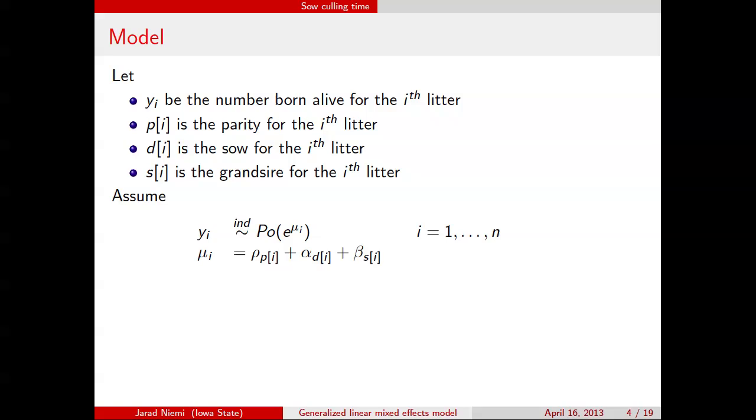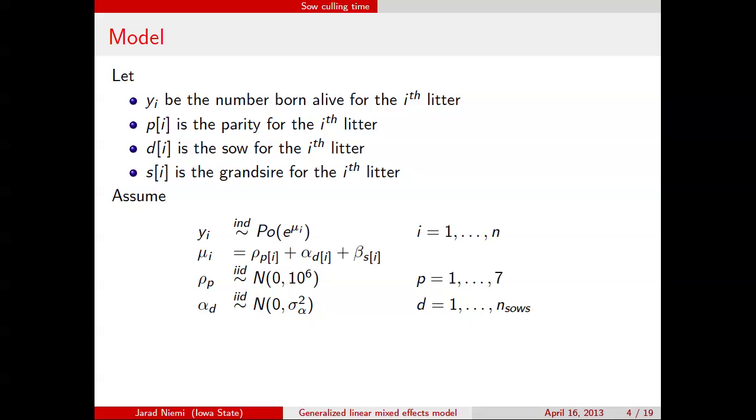Right, now from a Bayesian perspective, we want to treat the parity as a fixed effect and the sow and the grandsire as random effects. So in order to do that, we're going to put a fixed prior on the parity. Here we're just going to use a very diffuse normal prior, with 0 mean and variance 1,000,000. This is basically just to be very non-informative. And then we're going to put priors on the sow and the grandsire effect that are both normally distributed.